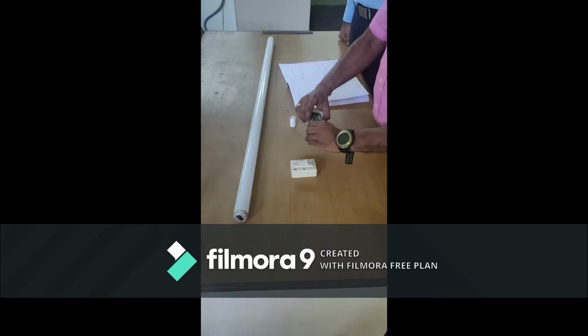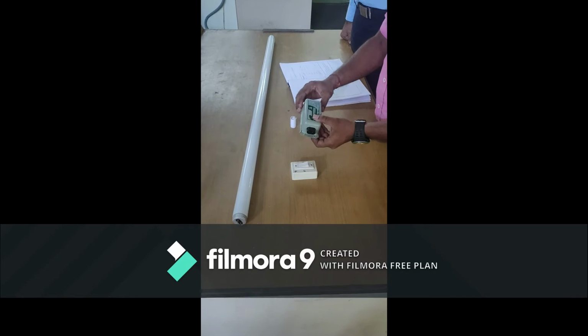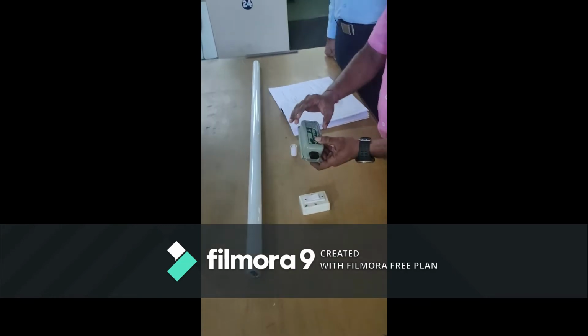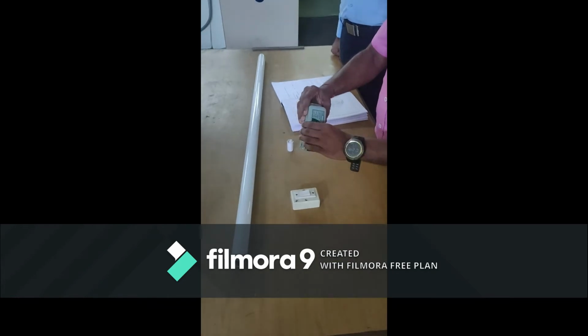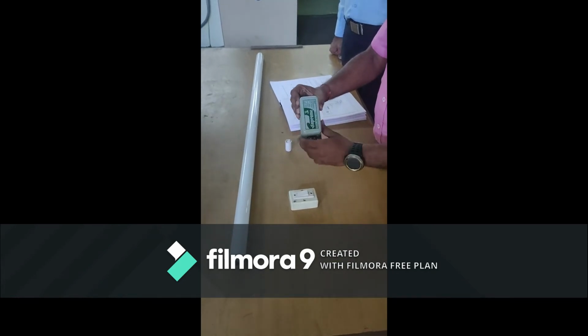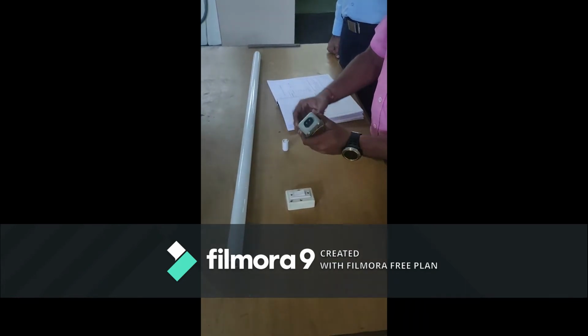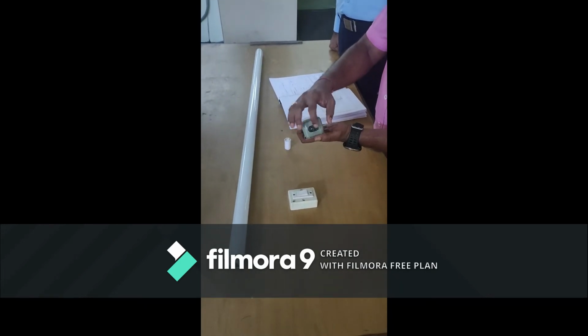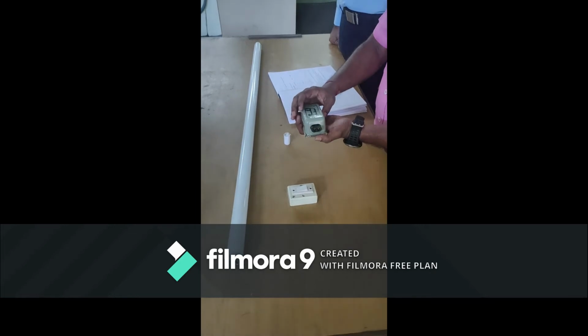The next component for the fluorescent lamp wiring is the choke. This is an electrical choke. We call this a metallic ballast. Here also the connection we give will be a series connection. So these are the two terminals for the series connection.